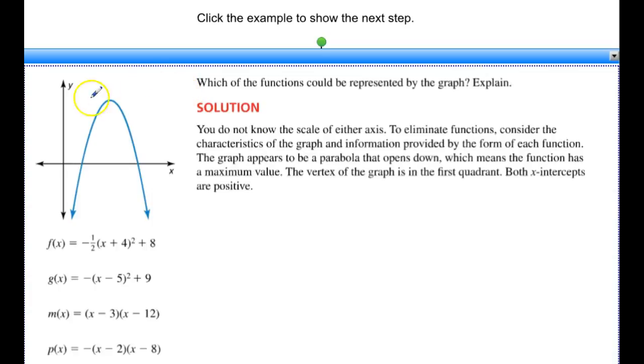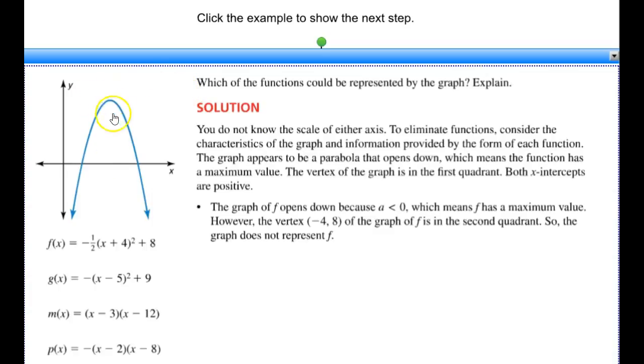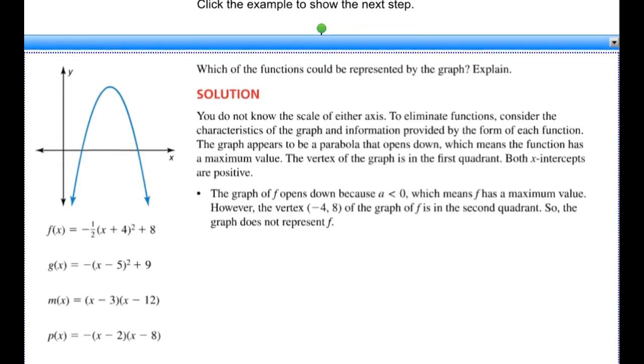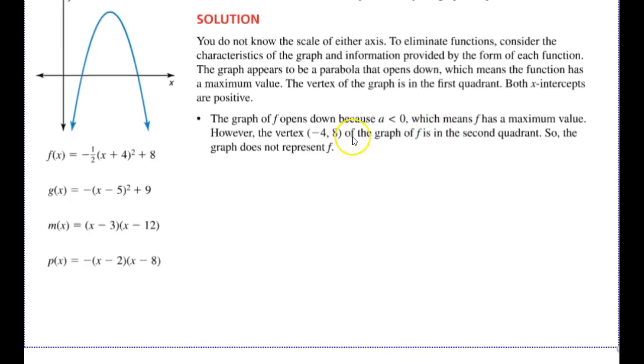So the first thing I see is my vertex is up here in the first quadrant, and both of my x-intercepts are positive. It also opens down, which we said, so it's got a maximum. So if I look at this first function, my vertex would be negative 4, 8. And I know that that's not in my first quadrant, so I know it cannot be this first function.